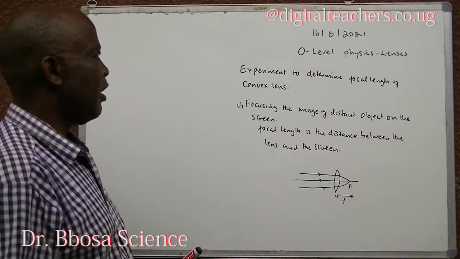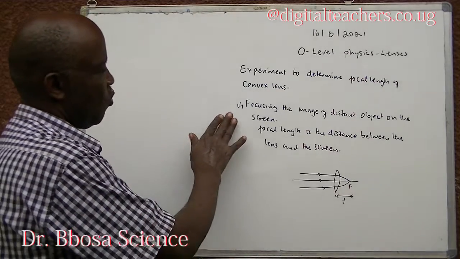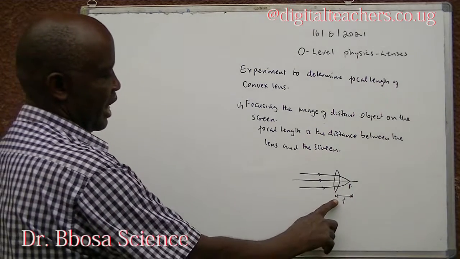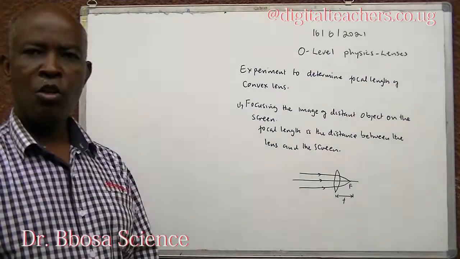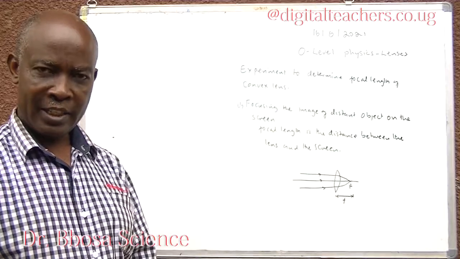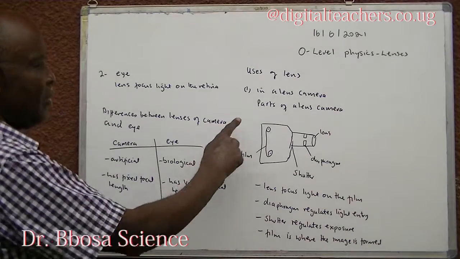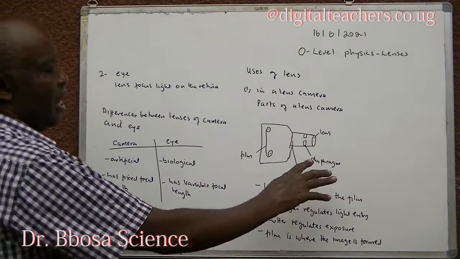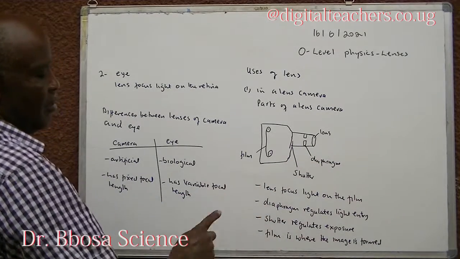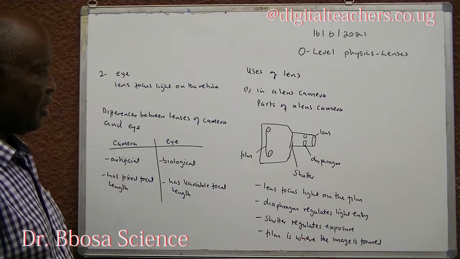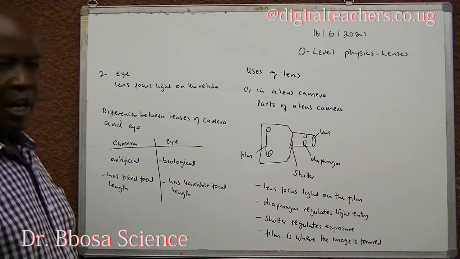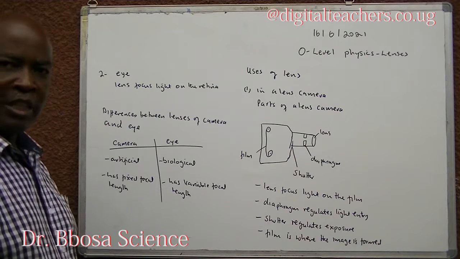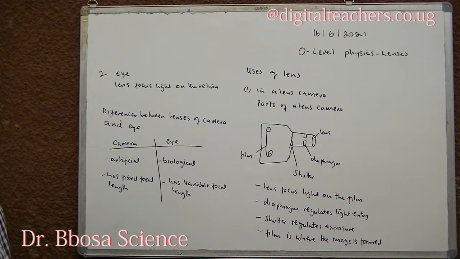Experiment to determine the focal length of a convex lens. 1. Focusing the image of a distant object on a screen. The distance between the lens and the screen will give us the focal length of the lens. Uses of a lens. 1. In a lens camera. Parts of a lens camera: we have a lens, diaphragm, shutter, film. The lens focuses the image on the film. The diaphragm regulates light entry into the camera. The shutter regulates exposure. The film is where the image is formed.